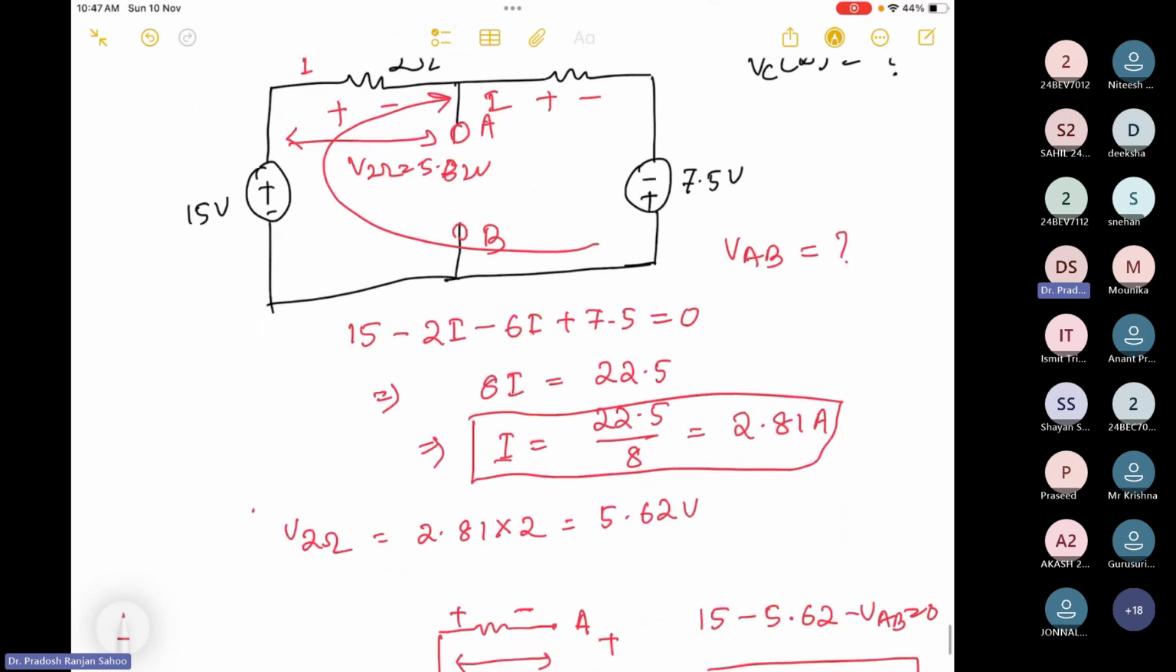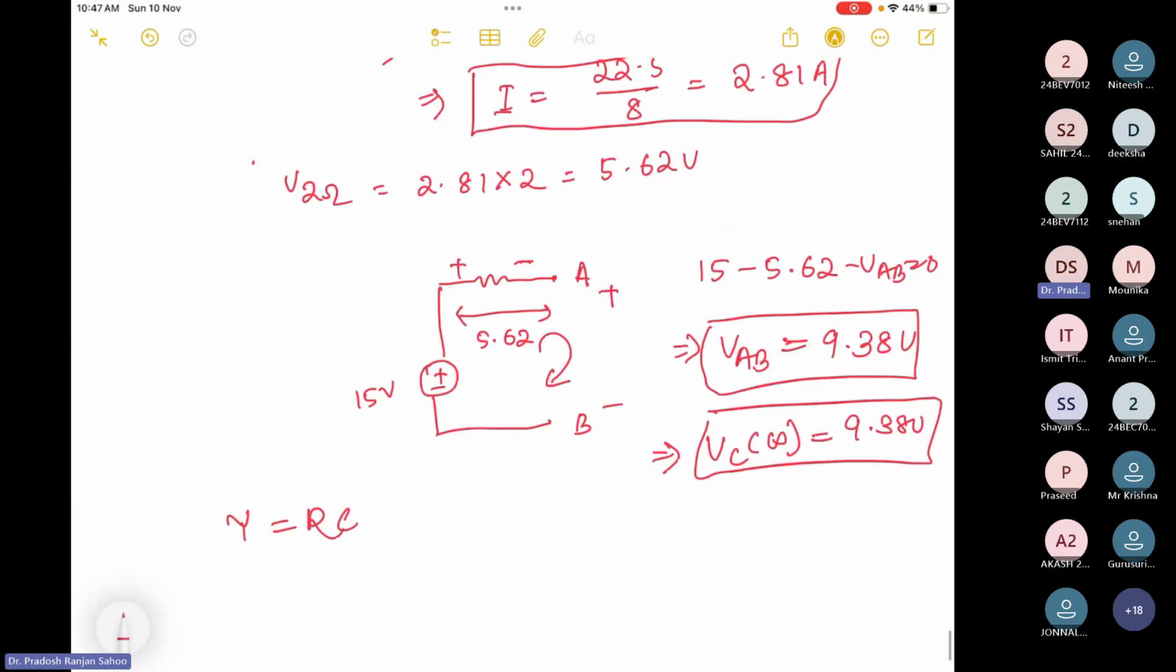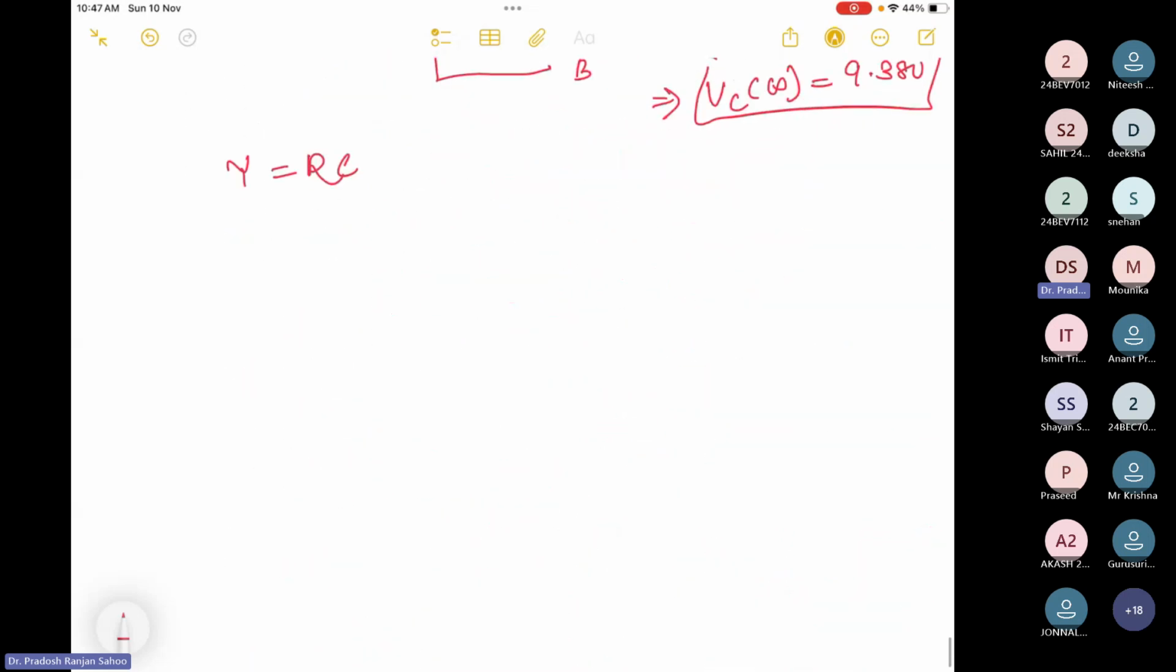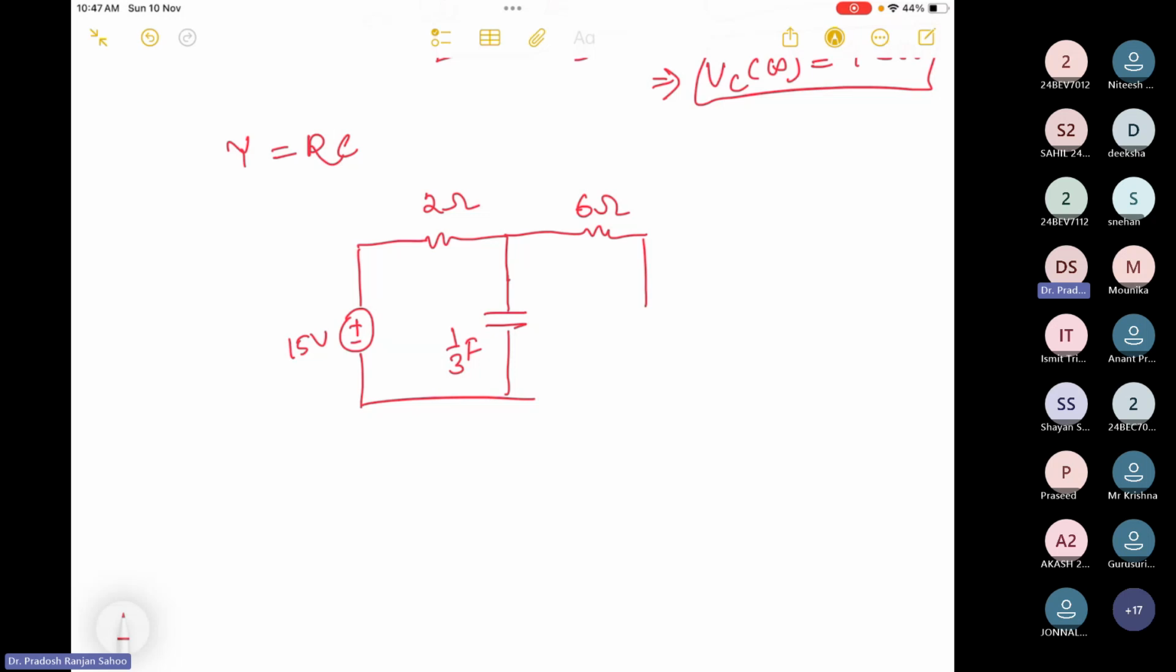Now the third one is that I need to find out the time constant. So time constant is nothing but RC. If you want to find out the time constant, again you need to redraw the circuit. So I'll redraw the circuit when t equal to infinity. So this is plus minus 15. This is 2. This is 1 by 3. 2 ohms. 6 ohms. This is minus plus 7.5 volt.